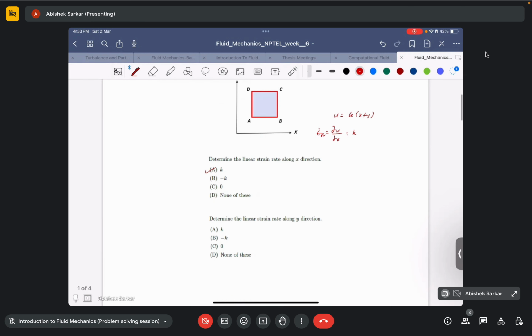Similarly, the linear strain along the y direction will simply be given by dou v by dou y. Again, just take the partial derivative of v along the y direction to get that dou v by dou y is equal to minus k. So the answer would be B.